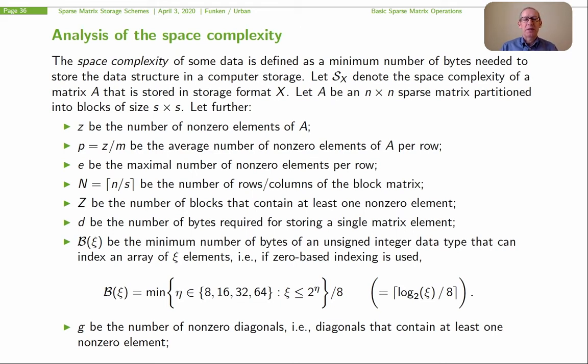Just to remind you, the small z is the number of non-zero elements, E is the maximal number of non-zero elements per row, and s is the number of rows and columns of the block matrices in the block CSR or sparse block CSR methods, and D is the number of bytes required for storing a single matrix element. And G was the number of non-zero diagonals, especially for the compressed diagonal storage scheme.